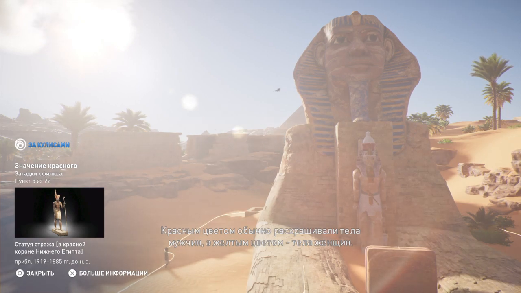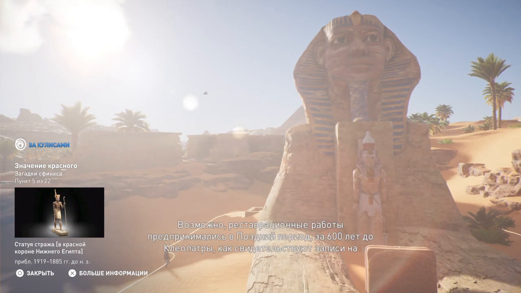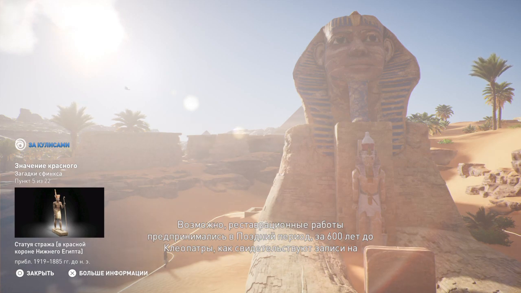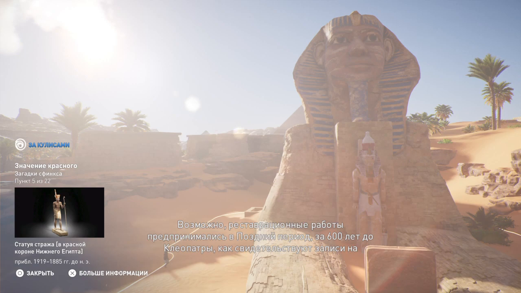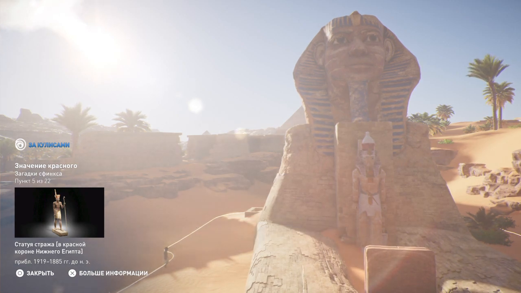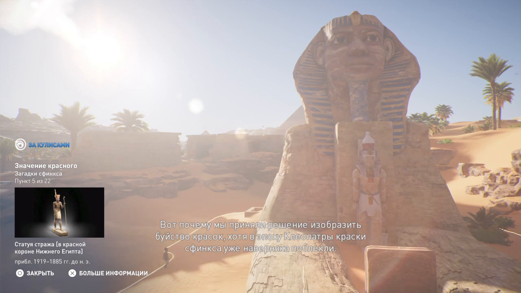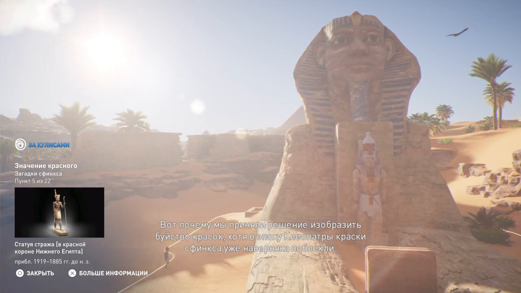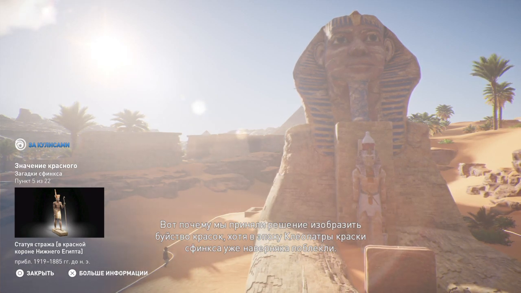It is possible that there were also color restoration efforts during the Saite period about 600 years before Cleopatra's rule, as indicated by notes on the Inventory Stele, discovered in 1858 by Auguste Mariette. It is because of this that the team made the decision to display it with its full range of colors, even though the Sphinx's colors would have likely faded by Cleopatra's time.